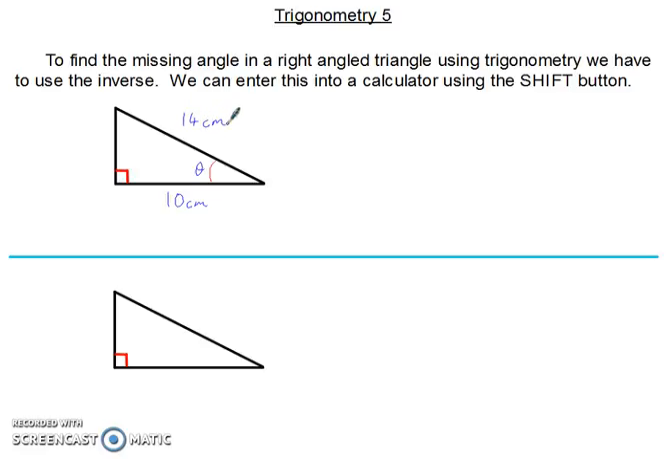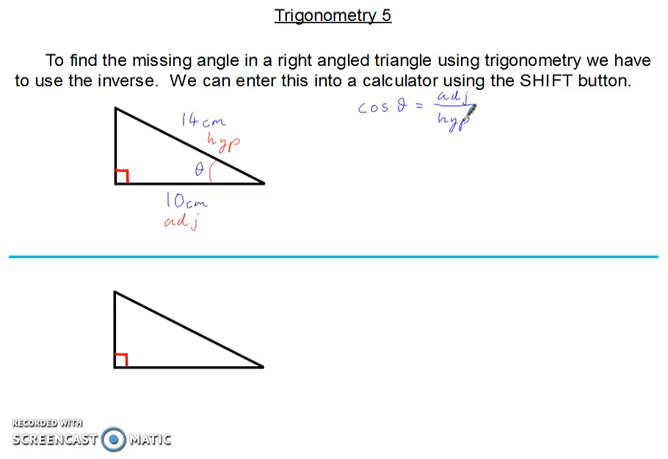Right, as per usual, first thing to do is work out what sides we're working with. Opposite the angle, we don't have the opposite. We've got the longest side there, the hypotenuse, and we've got the side next to the angle, the adjacent. Right, I know my trigonometrical formula, so I can remember that this one, adjacent and the hypotenuse, is cosine. So we have cos theta equals adjacent over hypotenuse.